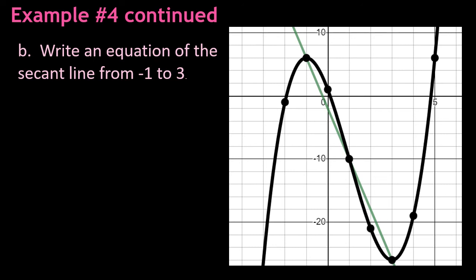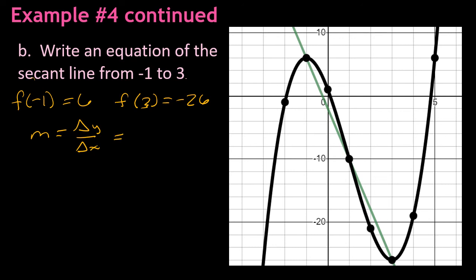If you substituted in negative 1, which you could also get from your table, f of negative 1 was 6, and f of 3 is negative 26. If you found your rate of change and took the change in y over the change in x, you should have gotten negative 8. Now it says to write an equation of the secant line. I don't care, again, which point you pick.